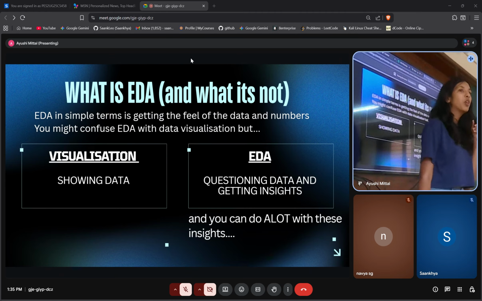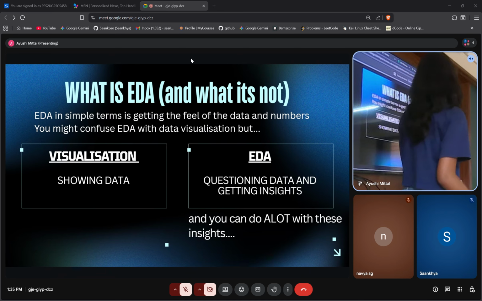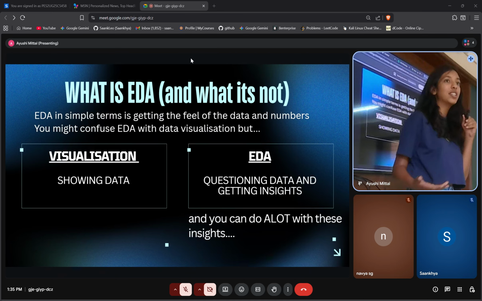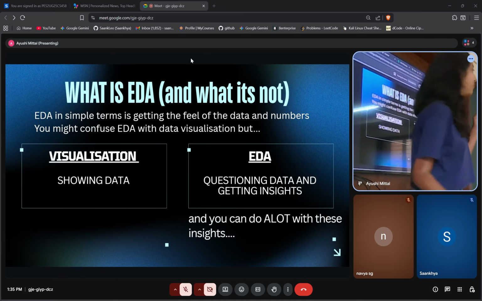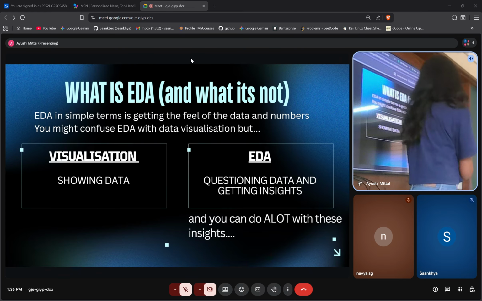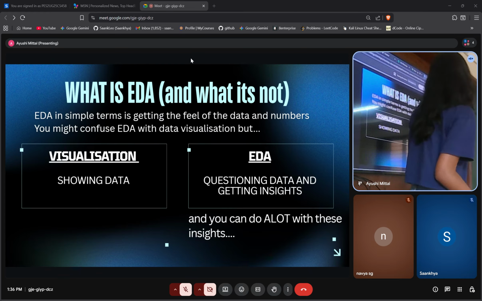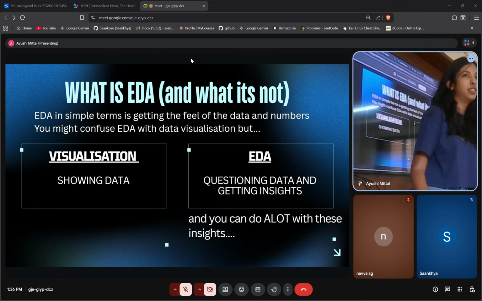So firstly, I'll be talking about what is exploratory data analysis, or EDA. EDA is basically getting to know the data before actually performing any operation. Most people confuse exploratory data analysis with visualization, which is basically visualizing data. Visualization is showing data, but exploratory data analysis is questioning the data and getting insights.